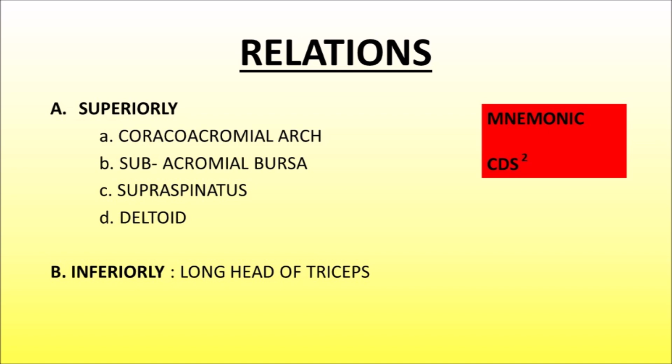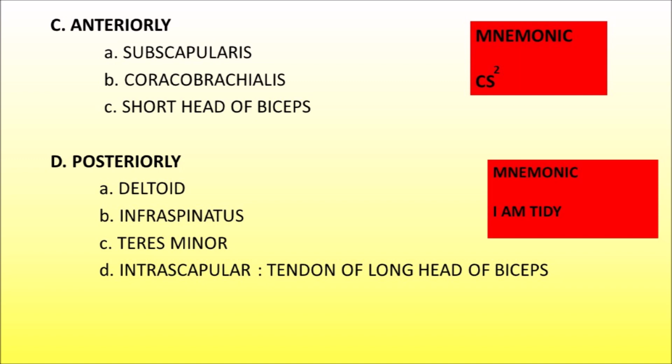The last two S stand for subacromial bursa and the supraspinatus. Inferiorly, it is the long head of the triceps. Remember the mnemonic CS square in order to remember the anterior relation, where C stands for coracobrachialis and the 2S stand for short head of the biceps and the subscapularis. All these three muscles are deep to the deltoid.